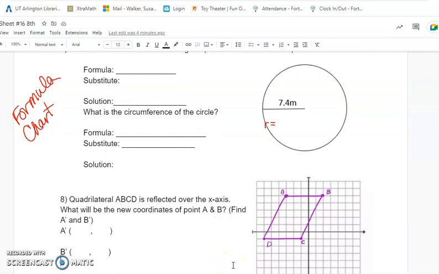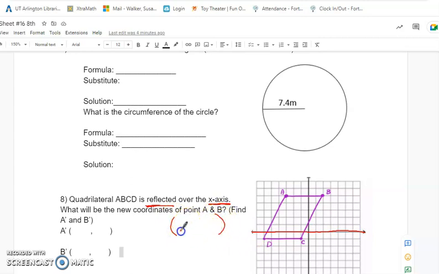And number 8. We're at the last one. Quadrilateral ABCD is reflected over the x-axis. So remember, reflect over x means x stays the same. Do y'all remember that? That means that the y changes.